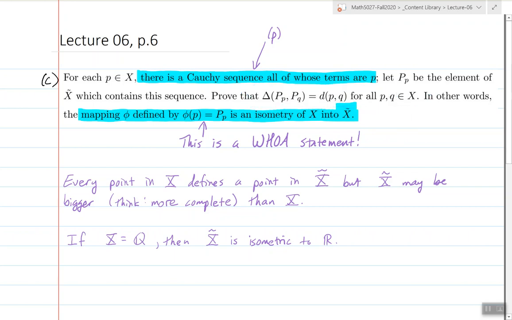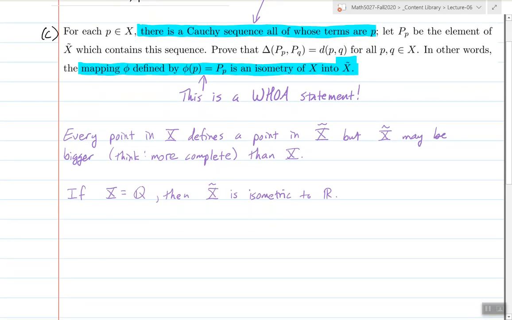So what you're proving is that this mapping phi of p to capital P sub little p defines an isometry of X, and this is important here, into X tilde, not necessarily onto. So it's isometric to the image, right? So this would say that phi of X is isometric to X. Okay? And this, I point out here, this is a big whoa statement. This is actually really cool.